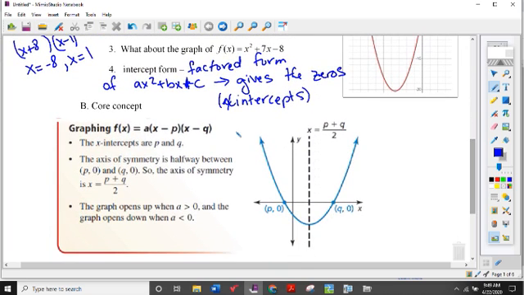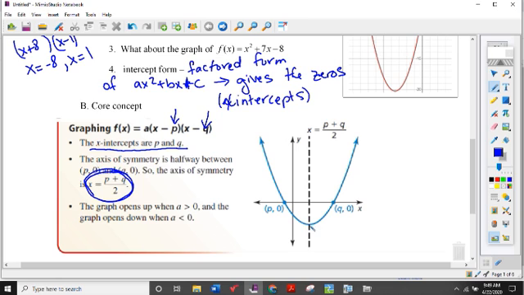So again, core concept here. The x-intercepts are p and q, and notice it's minus p, minus q here. So p and q. The axis of symmetry is halfway between the x-intercepts. In other words, the average. So to find the axis of symmetry, you add the two x coordinates together, divide by 2. So you're finding the average distance between the two. The graph opens up as usual when a is positive. The graph opens down when a is negative.